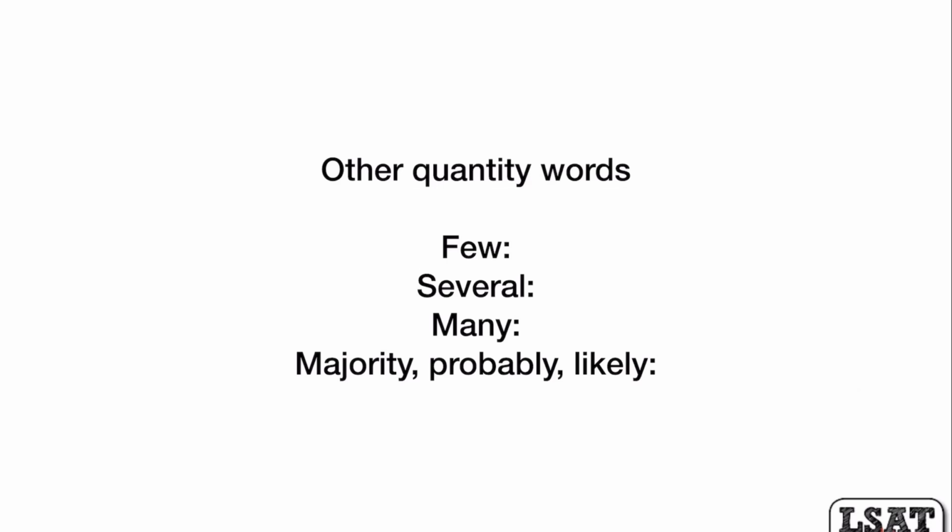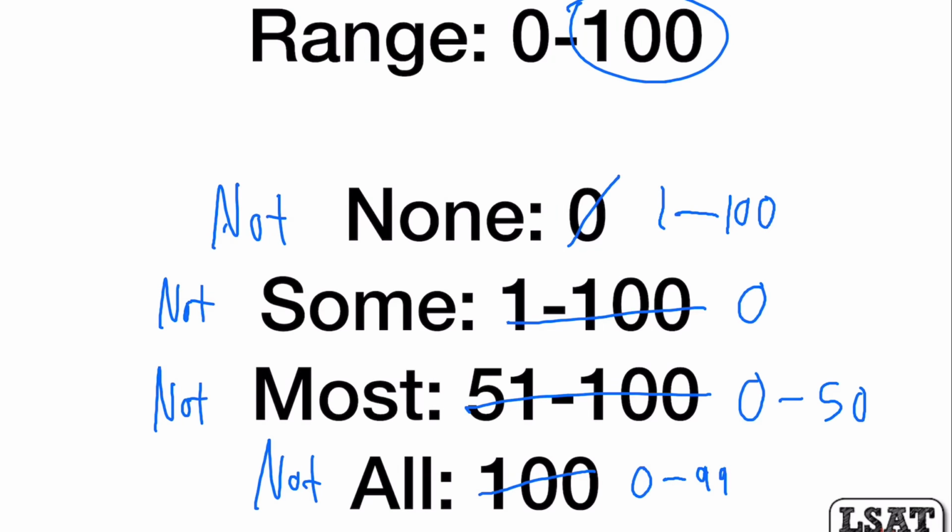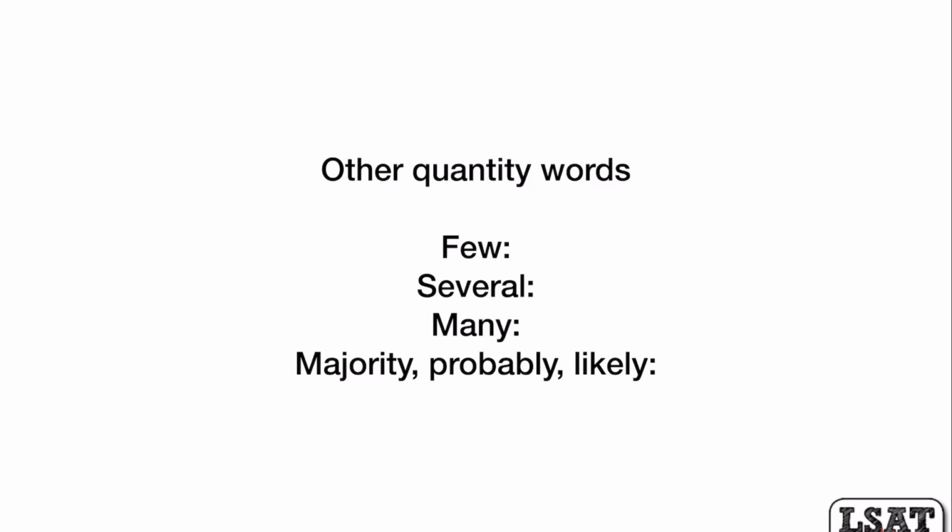Now, let's just look at a few other quantity words. Generally speaking, on the LSAT, words just have their plain English meaning. So if I say a few, some people will try and say, oh, that must mean some. It must mean 1 to 100. But no, few doesn't mean that. Few means, like, 3 to 5. And I think there's, like, one LSAT question that tests the difference between this.